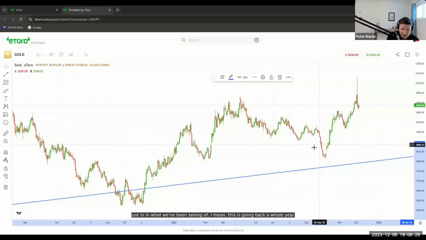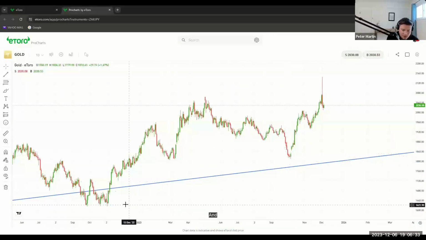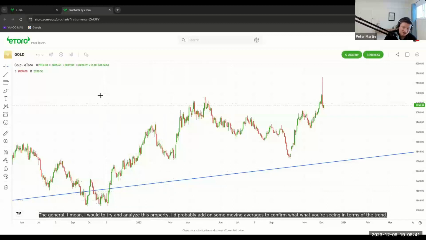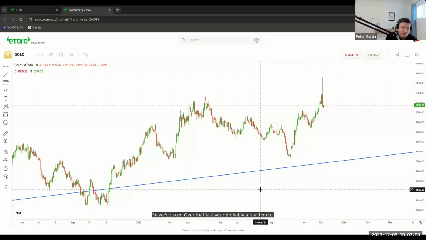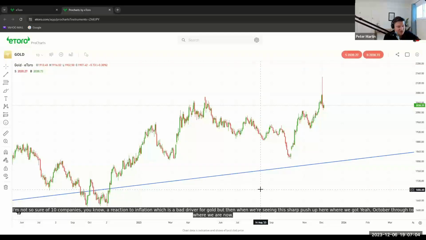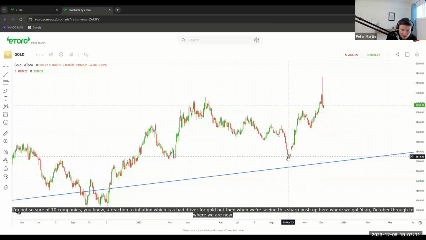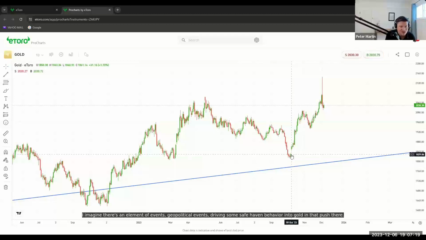So this is going back a whole year, and to analyze this properly, I'd probably add on some moving averages to confirm what you're seeing in terms of the trend. I suspect, just eyeballing it, that we're seeing a combination of the things we're talking about. Over that last year, probably a reaction to inflation, which is a big driver for gold. But then with this sharp push up, from October through to where we are now, I imagine there's an element of geopolitical events driving some safe haven behavior into gold.